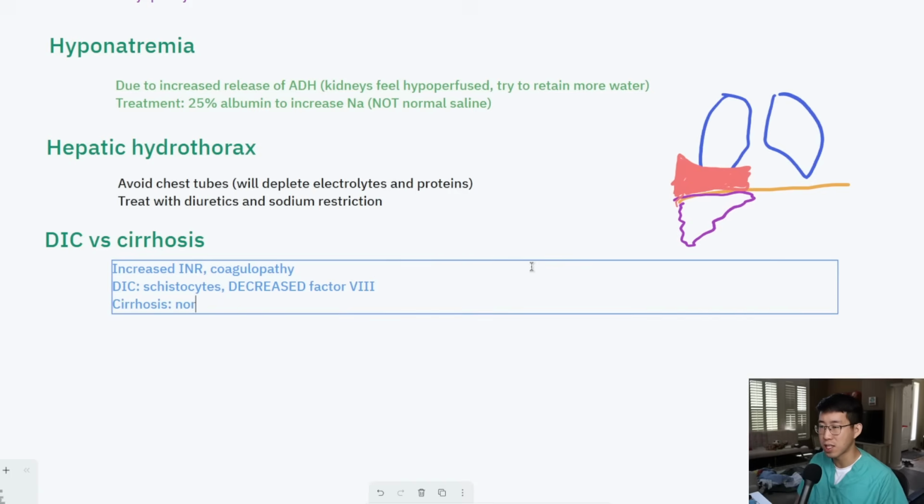With cirrhosis, they will have normal factor VIII. This is because it's a factor that's produced in the endothelium. And so in DIC, it's just consuming all of the factors without regard to where they came from. Whereas in cirrhosis, it's mainly just the factors that are produced in the liver that are going to be low, but the factor VIII that's produced in the endothelium is actually going to be normal still, and it's not being consumed by a process like DIC.